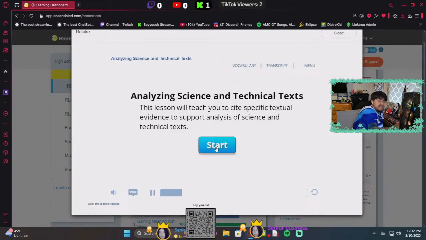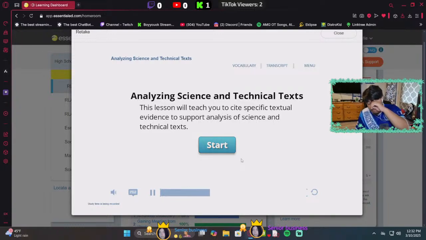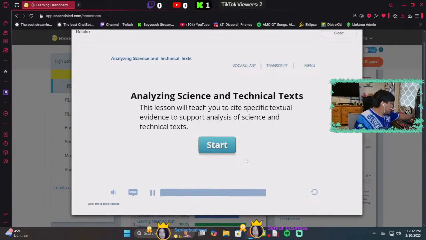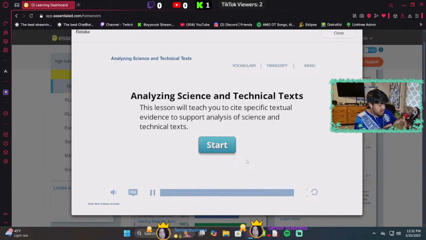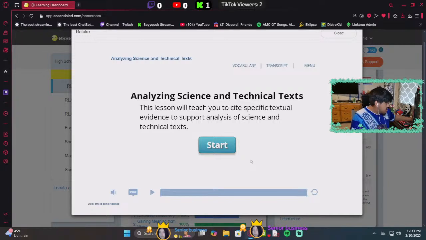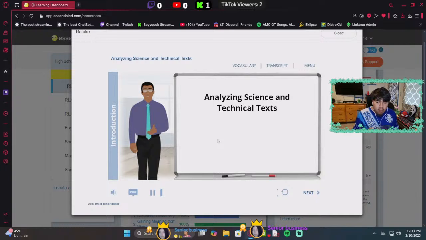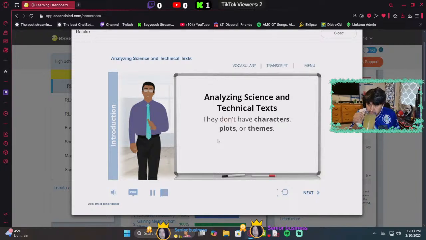Hi, Leonard here. This is the lesson on analyzing science and technical texts. This lesson will teach you to cite specific textual evidence to support analysis of science and technical texts. Reading science and technical texts isn't quite the same thing as reading fiction. They don't have characters, plots, or themes, for example. What science and technical texts lack in story, however, they more than make up for in information.